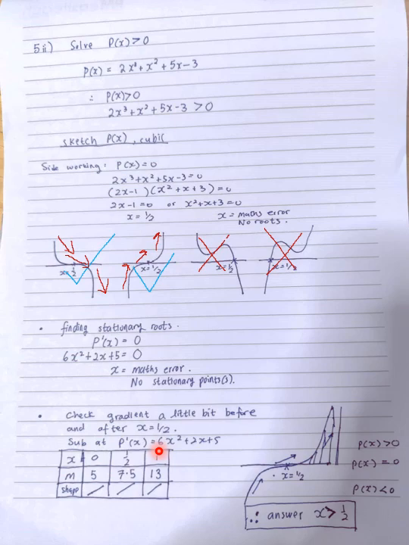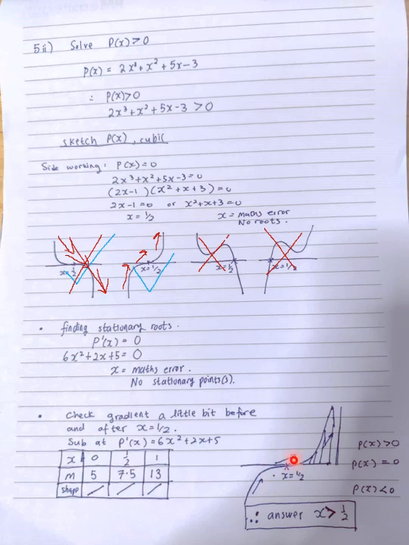When x equals 0, the gradient is 5, it's going up. When x equals half, the gradient is 7.5, it's going up. When x equals 1, the gradient is 13, which is going up. So which one of these two is the diagram? This is the one, the second one. So eliminate this one. This is the diagram, going up still, and then going up again.